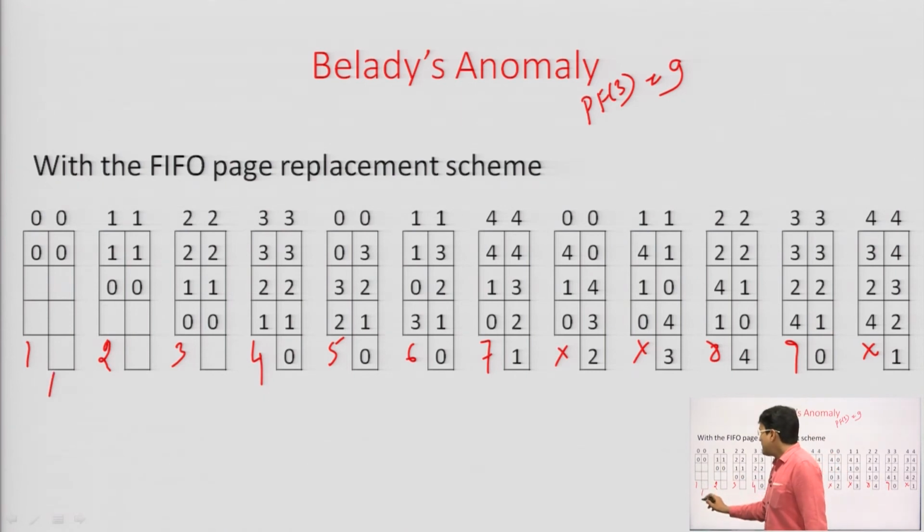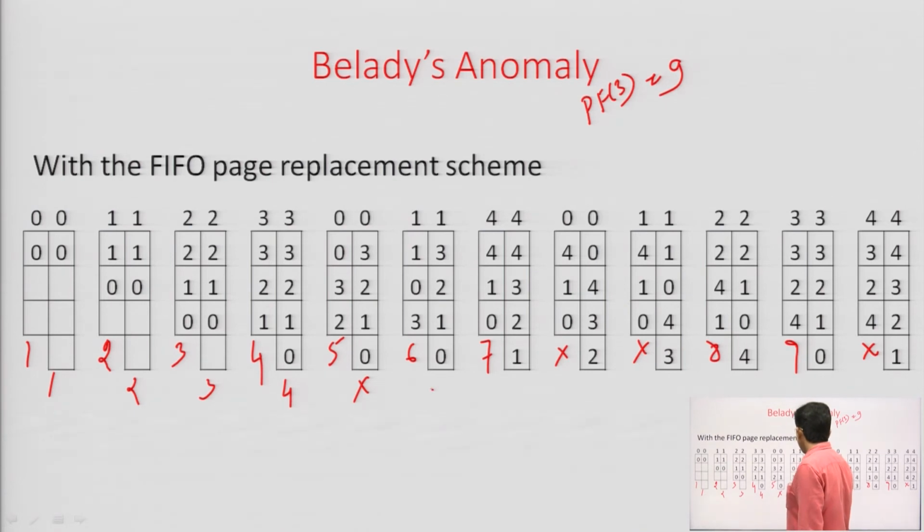So for 0 there is a page fault, for 1 there is a page fault, for 2 there is a page fault, for 3 there is a page fault, for 0 there is no page fault, for 1 there is no page fault, for 4 there is a page fault, so the number of page faults are now 5. For 0 there is a page fault, for 1 again there is a page fault, for 2 again there is a page fault, for 3 again there is a page fault, and for 4 also there is a page fault.